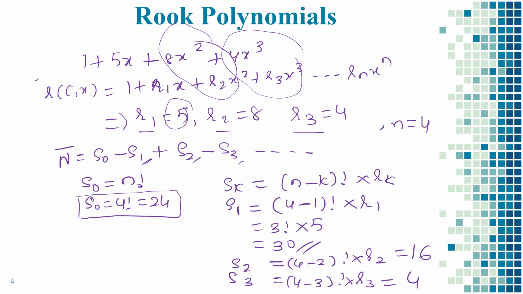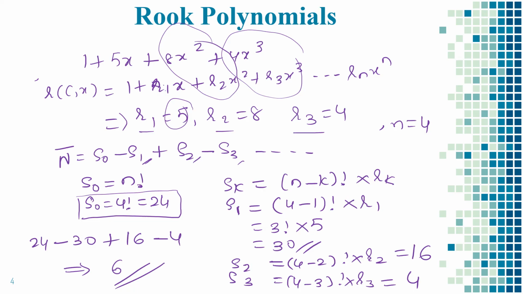Now substitute all this value into the equation n bar is equal to s0. So we know s0 value is 24 minus s1 value is calculated as 30 plus s2 value is calculated as 16 minus s3 value is 4. If you simplify this, 24 minus 30 plus 16 minus 4, we will get the answer as 6. So there are totally 6 ways of positioning, that is placement in the forbidden position.